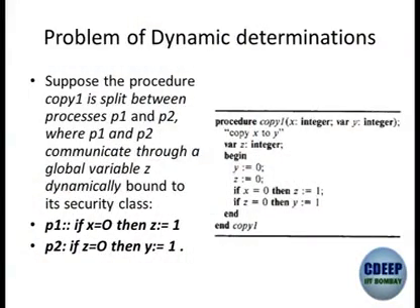So now if you look at process determinations, let us see what are the issues with respect to the problem of dynamic determinations. Now consider a simple procedure, which is essentially copy 1. Copy 1 is split into processes P1 and P2. What is copy 1? X is an integer and Y is an integer. The essential purpose is that the value of X has to be copied into Y. Now Z is a local integer. Initially the output value into which I am going to copy is initialized to 0, and then the local integer is also assigned equal to 0. Now what is the thing?